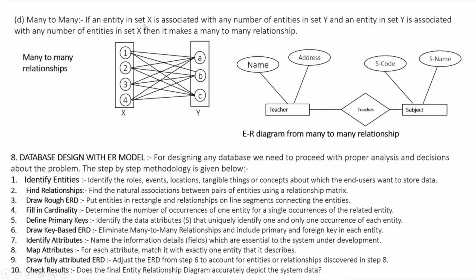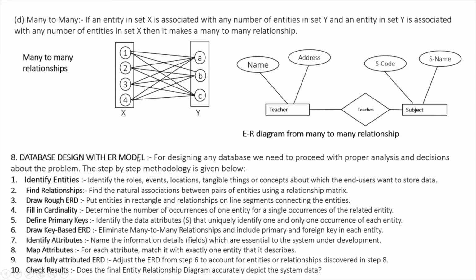Many to many. If an entity in set X is associated with any number of entities in set Y, and an entity in set Y is associated with any number of entities in set X, then it makes a many to many relationship. As you can see, in a college there are many teachers who teach the same subject, and also one teacher can teach many subjects. Then the problem has two entity sets, teacher and subject. There is a many to many relationship between both of them, as you can see in this diagram.